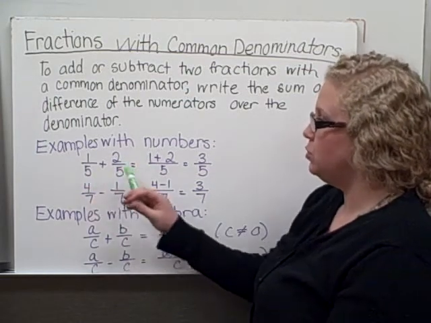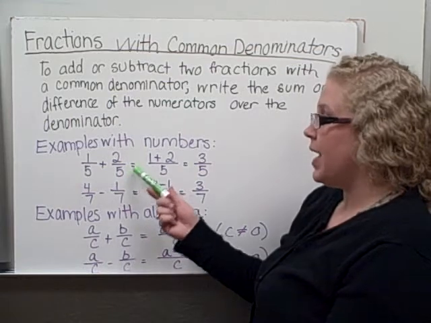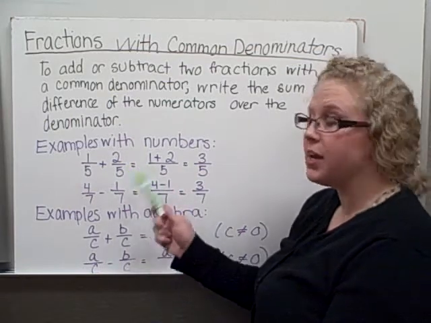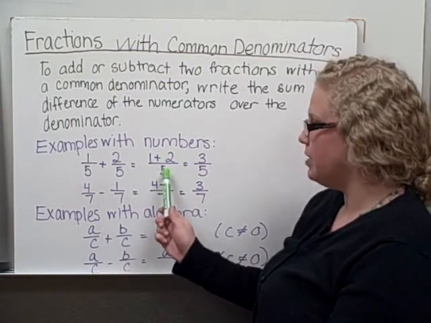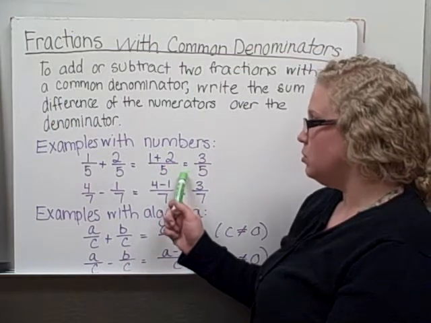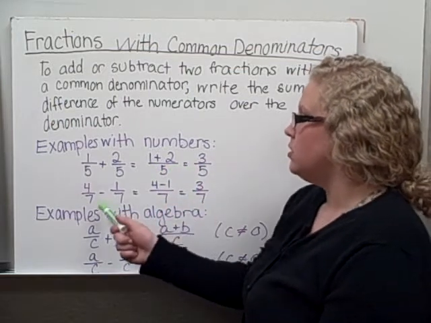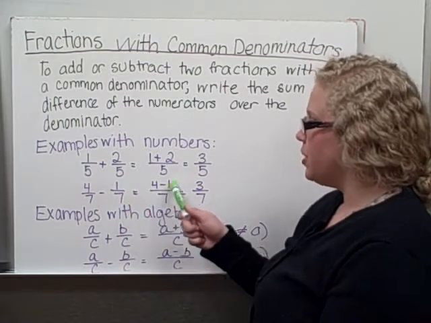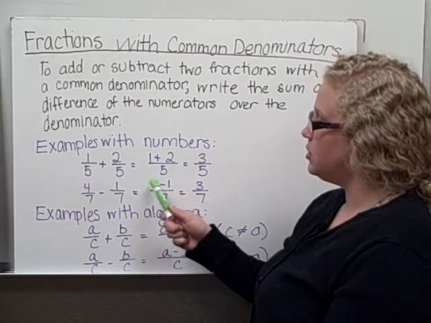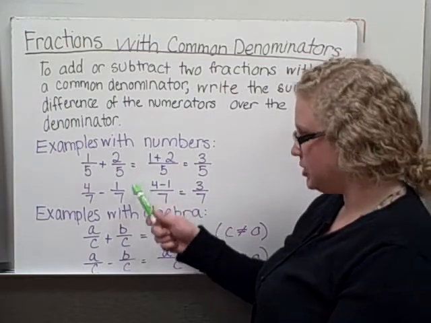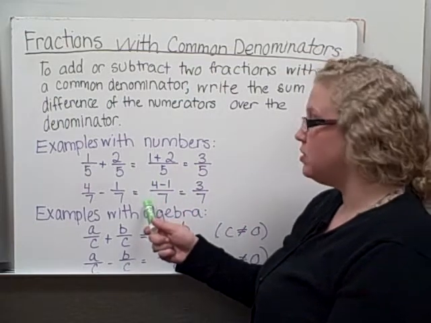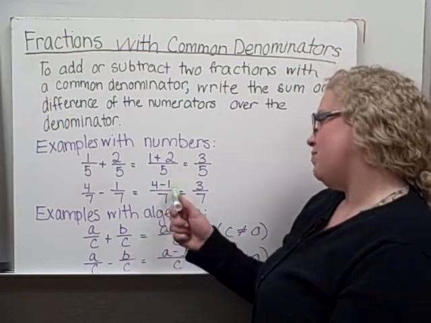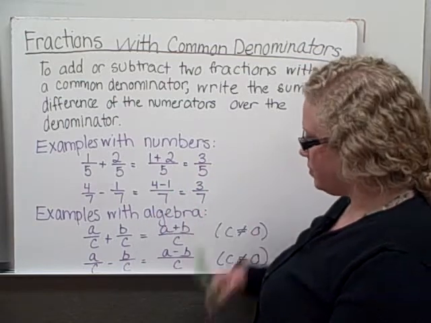1/5 plus 2/5 is actually the same as writing 1 plus 2 over 5, and that is equal to 3/5. The same goes for 4/7 minus 1/7. We write the numerators as a difference of numerators and keep the denominator the same. And 4 minus 1 is 3 over 7.